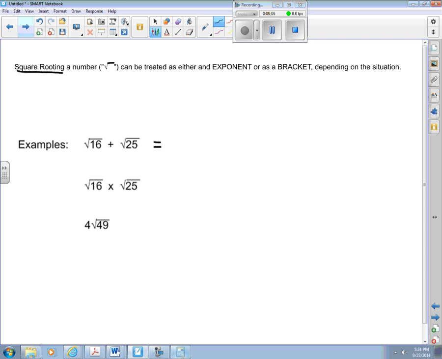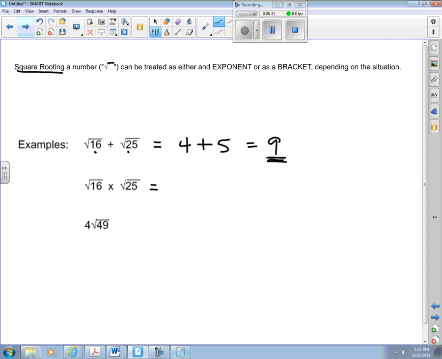I'm treating this and this as a bracket. I have to do what's inside this bracket, which is square root 16, then square root 25. I can't add the numbers together first. So I would simplify this as 4 plus 5, which is 9. Please notice if I tried to add these numbers first, I would not get a 9. I'd get the square root of 41, which is nowhere near 9. This is the correct way to solve this.